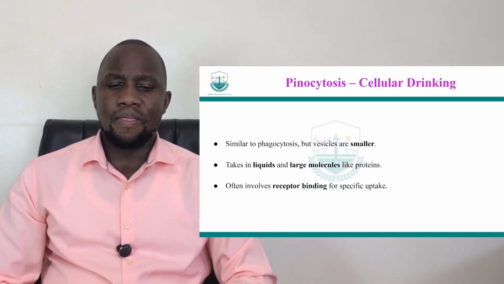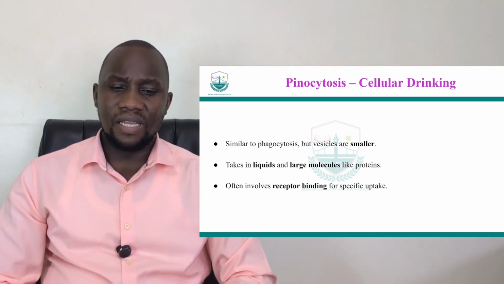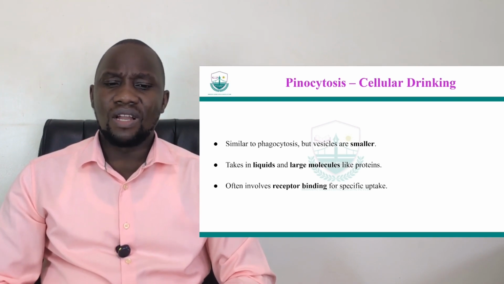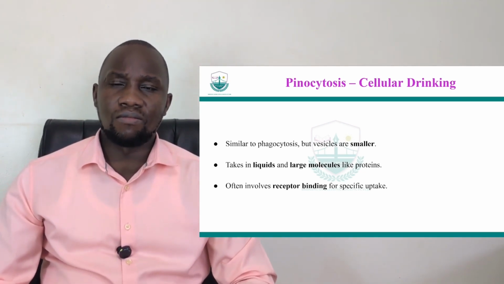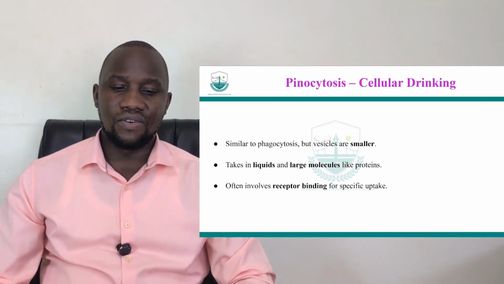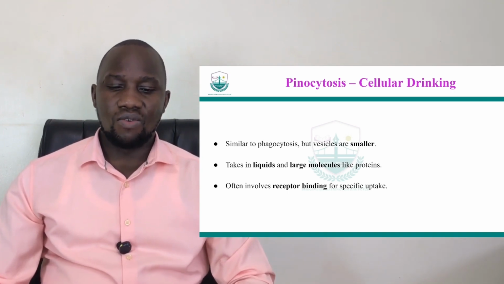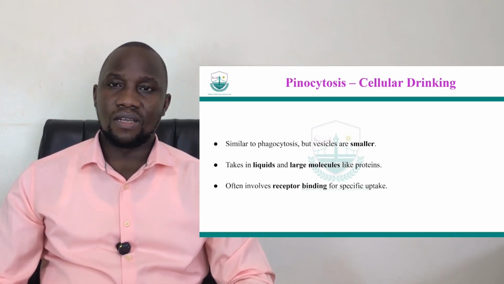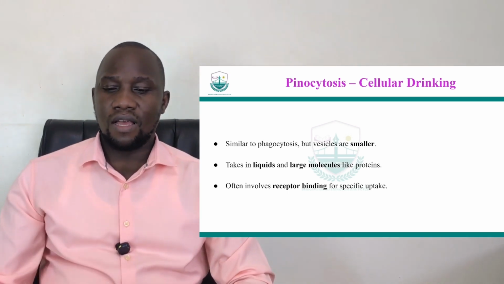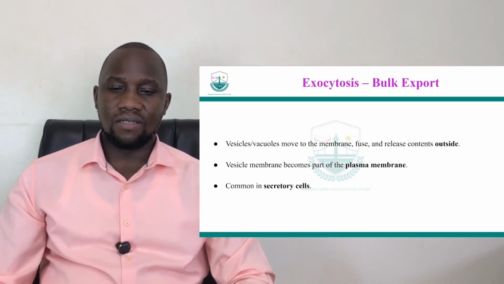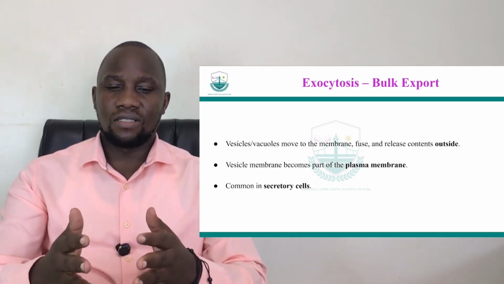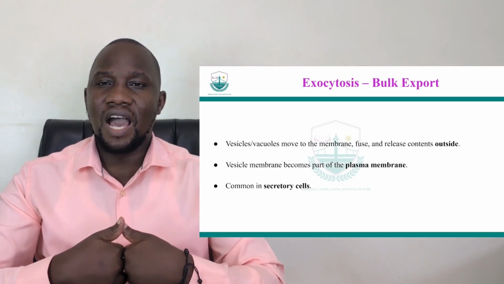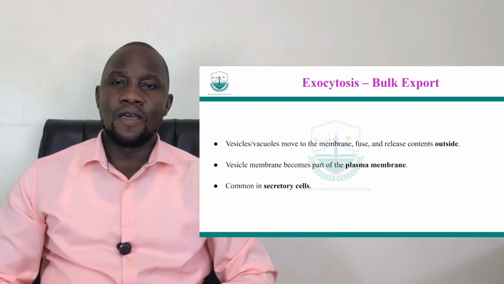Pinocytosis, basically the process is the same, but here we are dealing with smaller vesicles, and we are talking about liquids. Okay, so that's why we are saying pinocytosis is cell drinking. Sometimes you can have receptors being involved for uptake of particular kind of liquid substances. Exocytosis, exo meaning out, so getting rid of things into the surrounding environment from the cell.